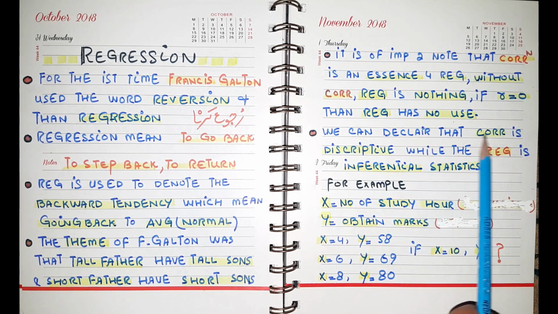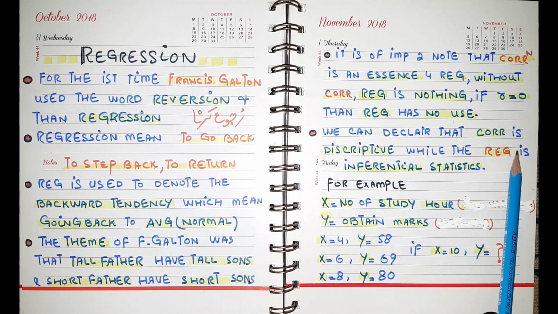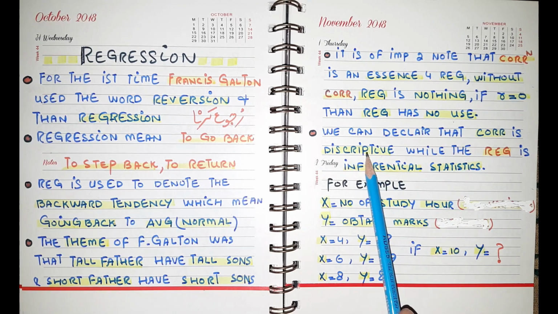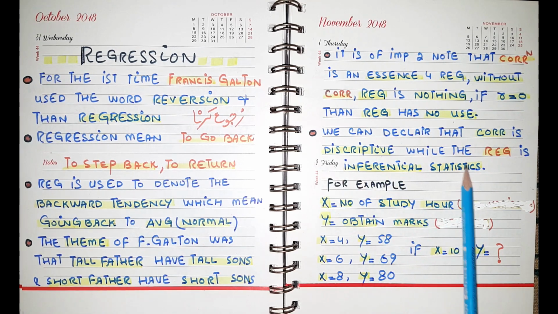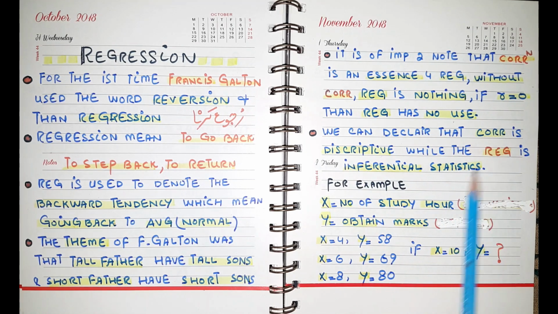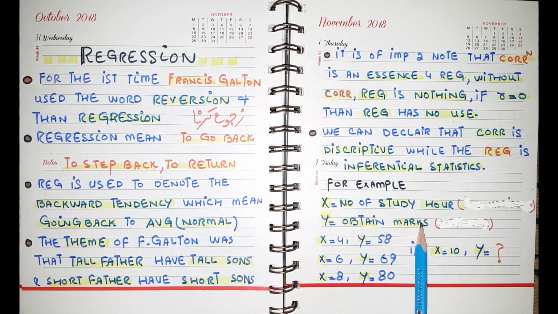So we can declare that correlation is descriptive statistics, while regression is inferential statistics, because on the basis of descriptive statistics we make inferences, estimations, predictions and forecasting, and if there is no correlation, then there is no use making inference here. So let's have a simple example: we have two variables, x is equal to number of study hours and y shows obtained marks. We know that there is an association, there is a relationship between x and y.